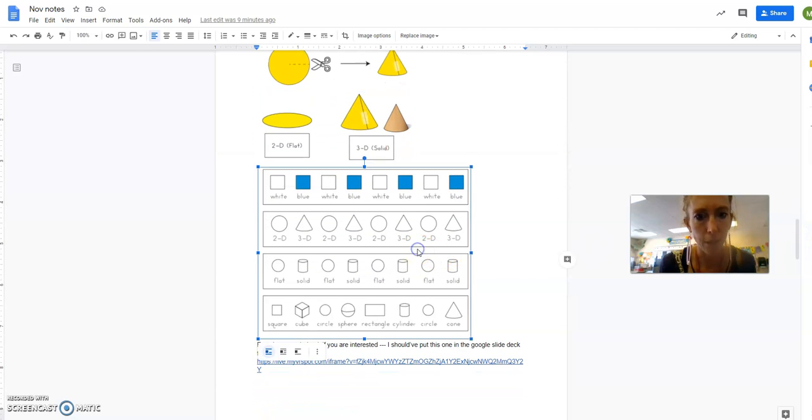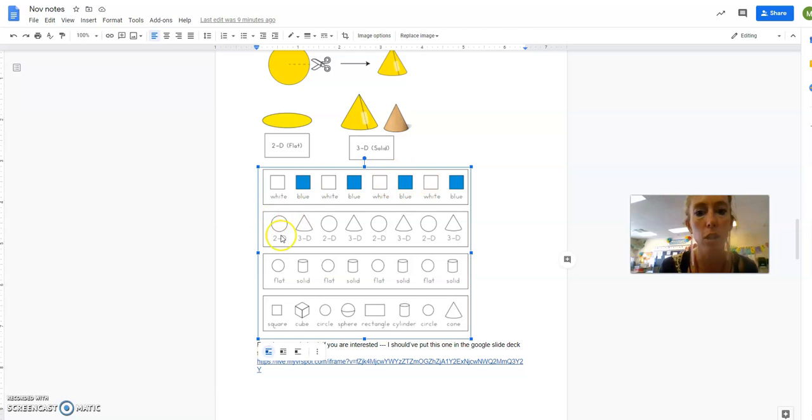And then at the end of the month, showing the kids, going through the different patterns and looking at all the grid markers and saying, oh, the first marker was white, then it was blue, then it was white, then it was blue, then it was white. Okay, let's look at another pattern. The first one was 2D, then the next one was 3D, then it was 2D, 3D, 2D, 3D.